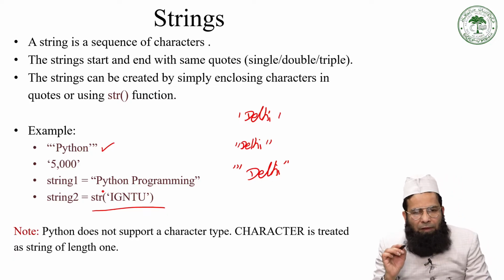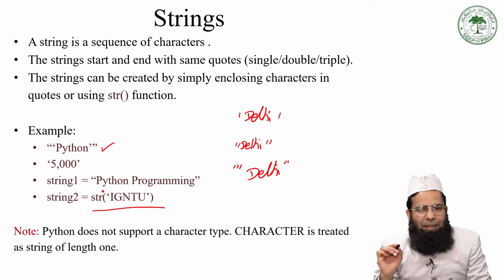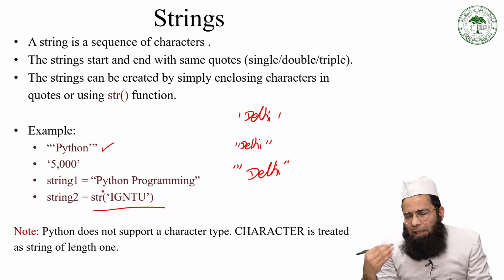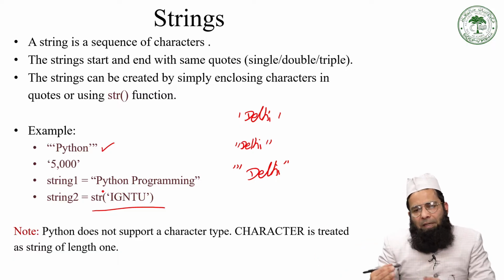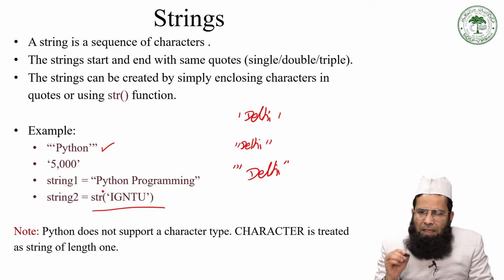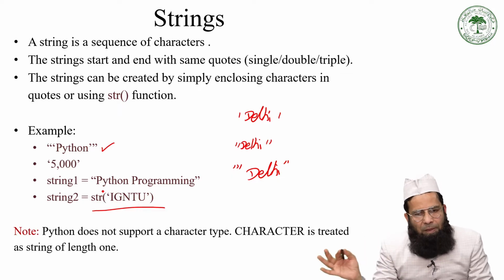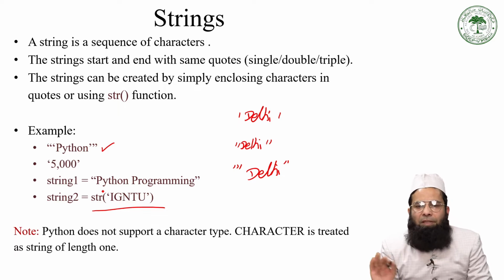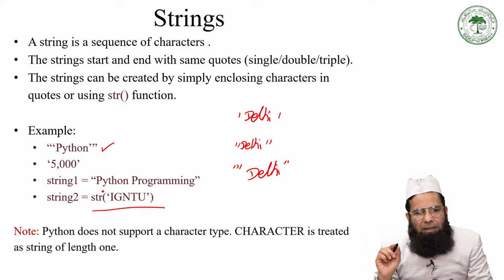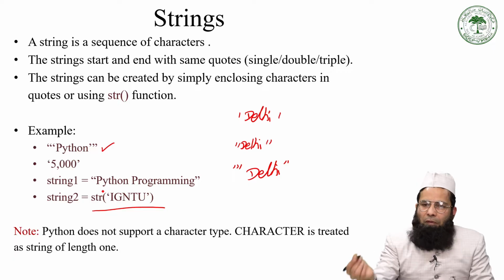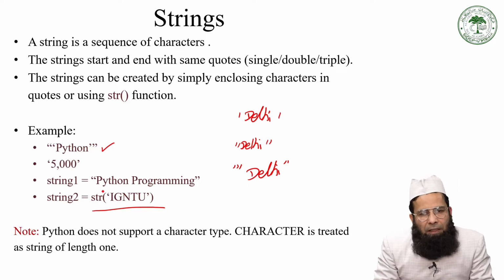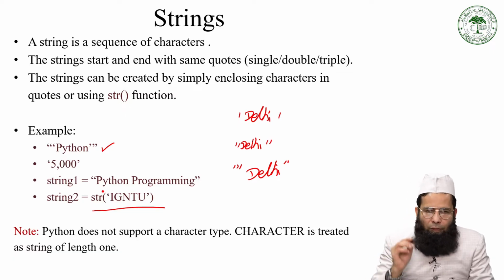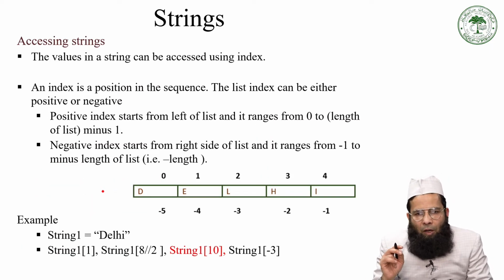One thing to be noted: Python does not support a character type. In certain languages like C and C++ we have a separate data type that is called the character data type, but in the case of Python there is no such character data type. A character is treated as a string of length 1. If you need to initialize a variable using a single character, that would be treated as a string of length 1. How can we access this string?